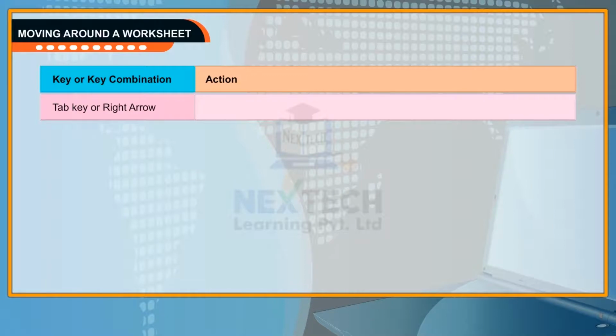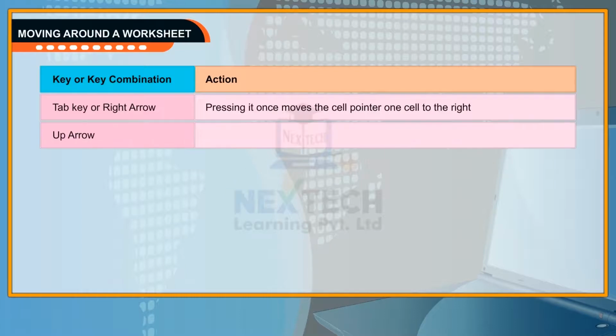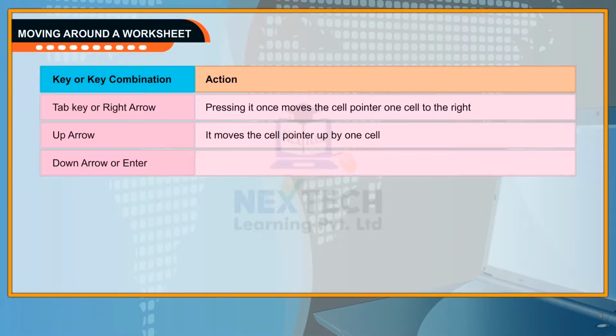Tab key or right arrow. Pressing it once moves the cell pointer one cell to the right. Up arrow. It moves the cell pointer up by one cell. Down arrow or enter. Pressing once moves the cell pointer one cell down.